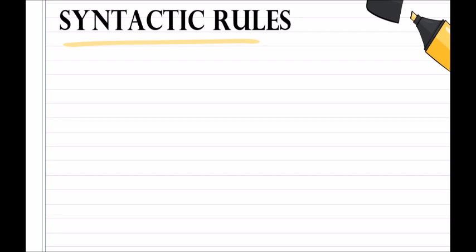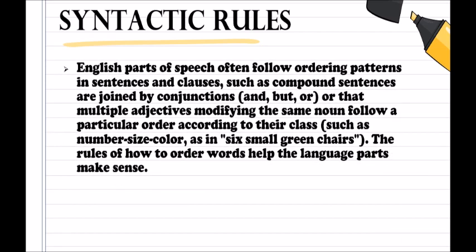Now, syntactic rules. English parts of speech often follow ordering patterns in sentences and clauses, such as compound sentences are joined by conjunctions, or that multiple adjectives modifying the same noun follow a particular order according to their class, such as number, size, color, as in six small green chairs. The rules of how to order words help the language parts make sense, and that is syntactic rules.